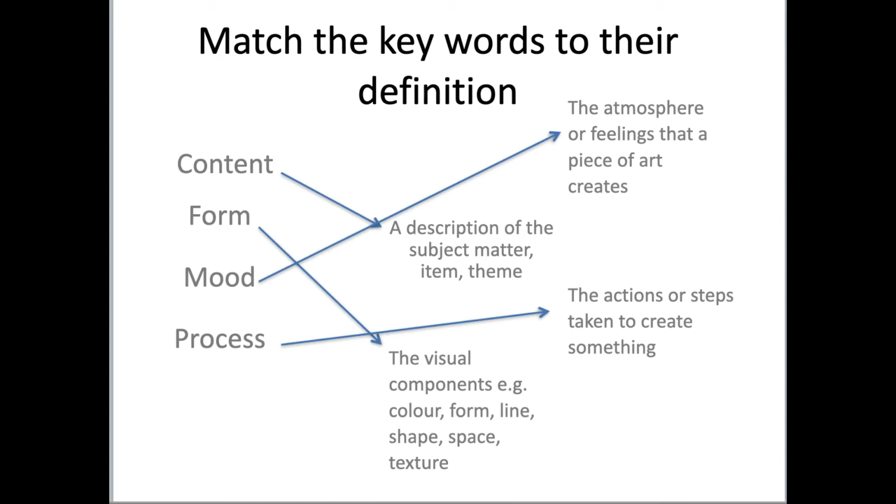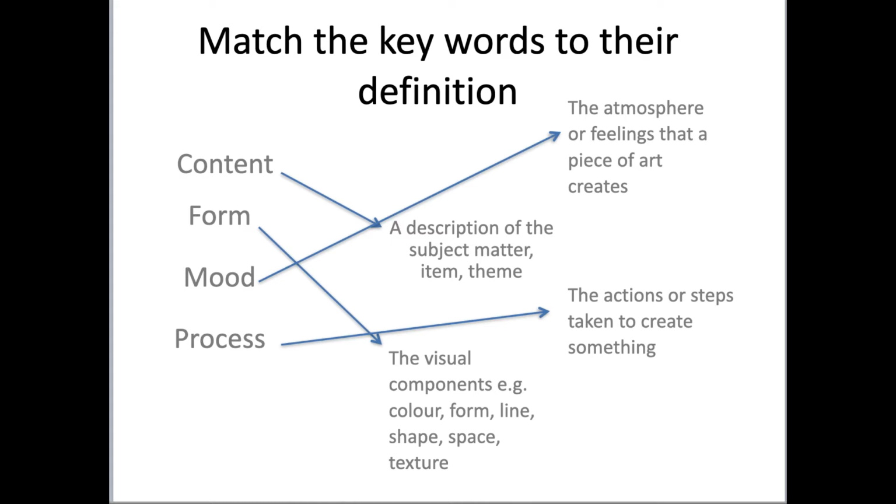Okay, so content, that's the description of the subject matter, what's going on in the painting, the item or theme. So if we look at the Mona Lisa as an example, that's just a portrait of a female. If we look at the form, that's the visual components, so the colour, the form, the line, the shape, the space and the texture. So that could be that the artist has just worked purely in black and white or has used really bright colours.